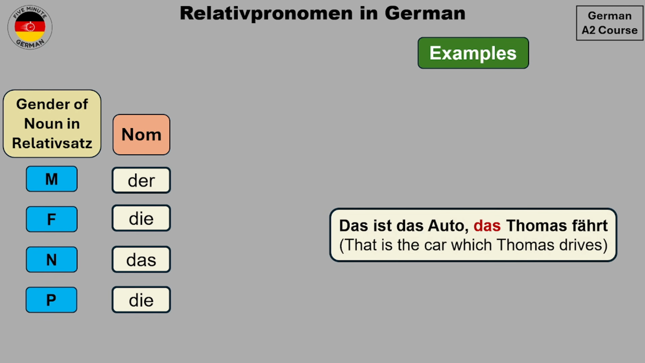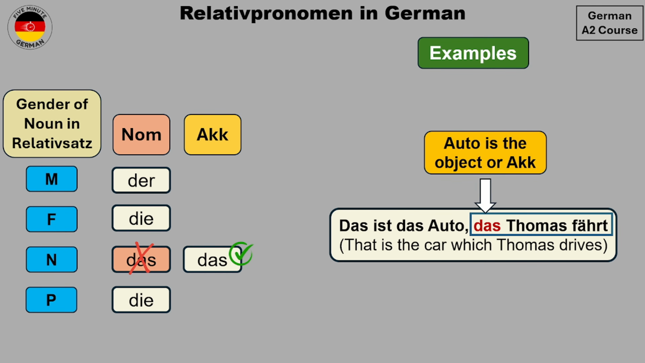So we have the sentence, Das ist das Auto, das Thomas fährt. That is the car which Thomas drives. Now over here, we have again used the relative pronoun das because it is referring to das Auto, which is a neutral. However, an important point over here is that this is not the relative pronoun das in Nominativ. Rather, this is the relative pronoun das in Akkusativ. This is because in the Relativsatz, Auto is the object, or in Akkusativ case.